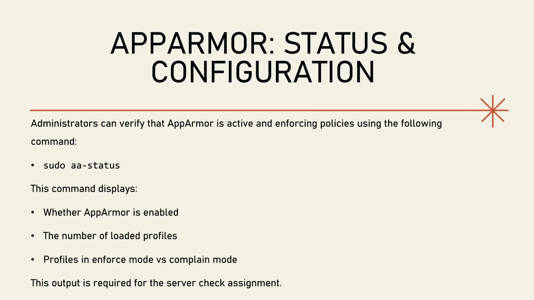AppArmor status and configuration. Administrators can manage and verify AppArmor using built-in command line tools. The most important command for our lab is sudo aa-status, which displays whether AppArmor is running and shows the number of loaded profiles, including how many are in enforce or complain mode. This command is critical for the server check assignment because it proves AppArmor is enabled and protecting applications. Configuration files for profiles are typically stored in /etc/apparmor.d.